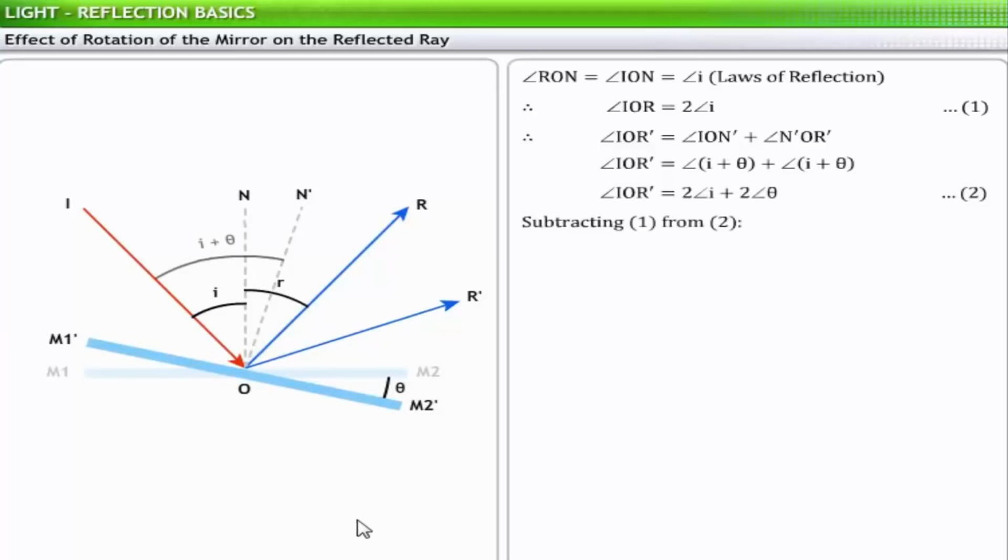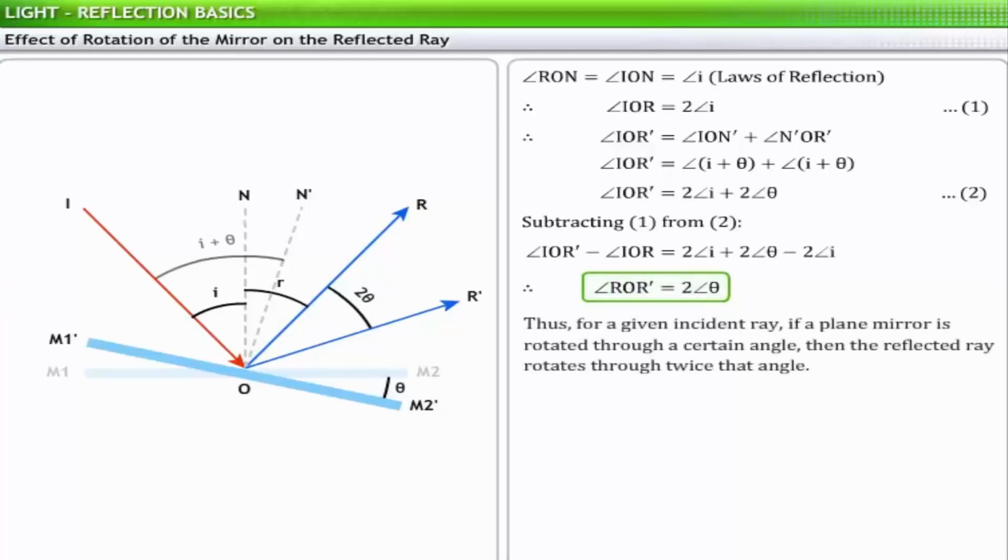Subtracting equation 1 from equation 2, we get angle IOR' minus angle IOR is equal to 2I plus 2 theta minus 2I. Therefore, angle ROR' is equal to 2 theta. Thus, for a given incident ray, if the plane mirror is rotated through a certain angle, then the reflected ray rotates through twice that angle.